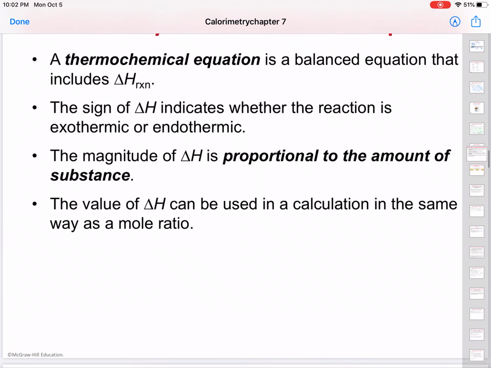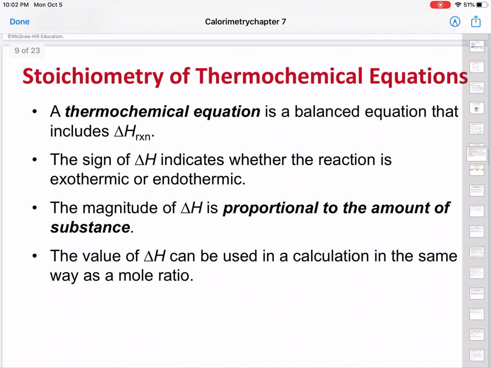Okay, so in this section, we will learn the stoichiometry of thermochemical equations. We know stoichiometry: it is the ratios between reactants, or between products, or between reactants and products. So basically we have seen how we can correlate the molar ratios. Those are the stoichiometry.